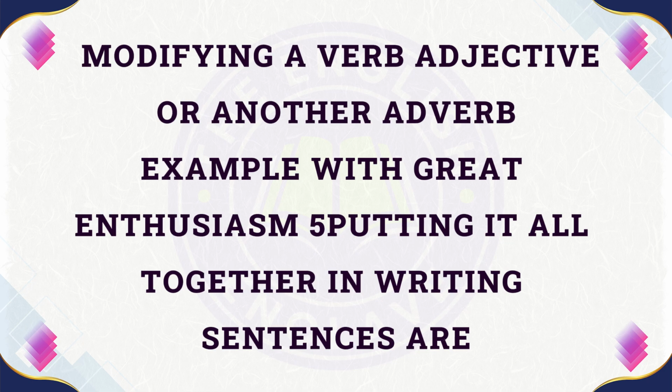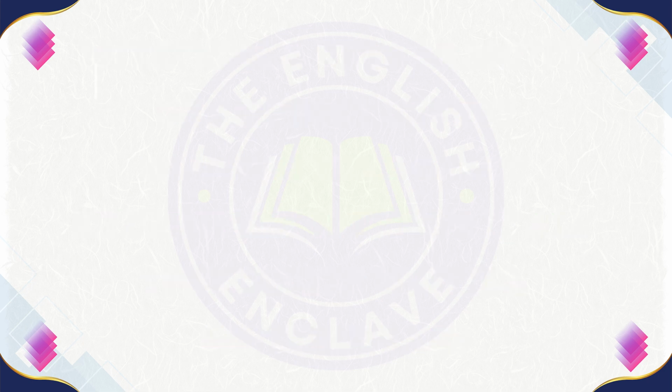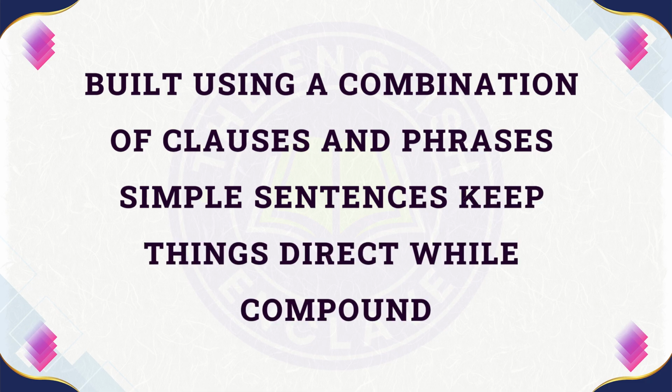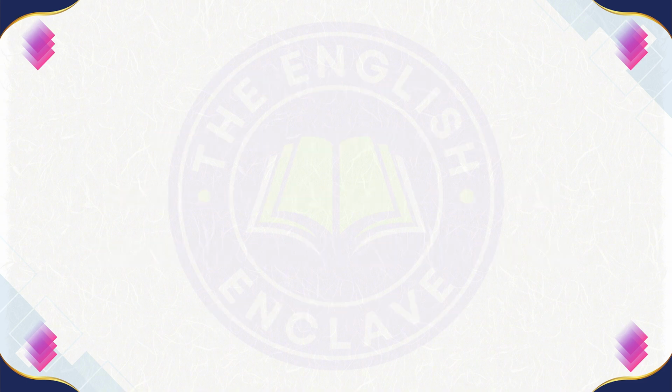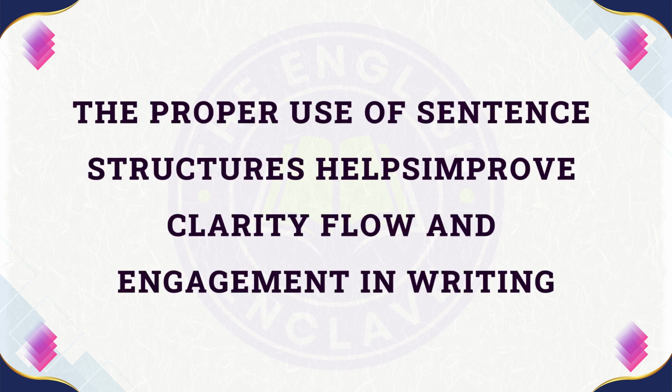5. Putting it all together. In writing, sentences are built using a combination of clauses and phrases. Simple sentences keep things direct, while compound, complex, and compound-complex sentences allow you to express more detailed or related ideas. The proper use of sentence structures helps improve clarity, flow, and engagement in writing.